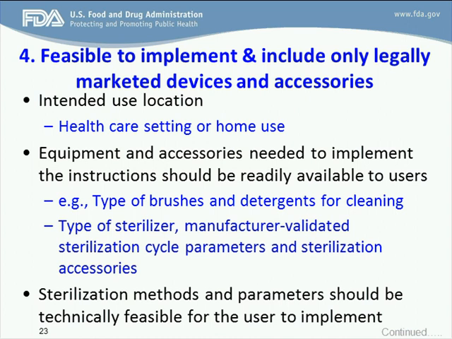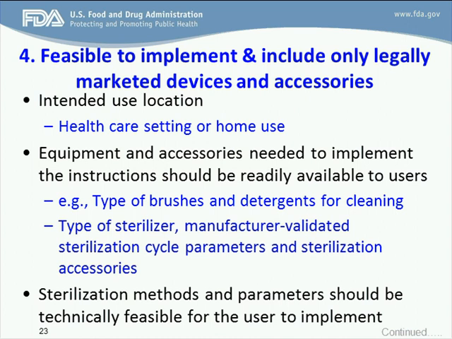Also, the type of sterilizer with manufacturer-validated sterilization cycle parameters and accessories should be available to the users. For example, sterilization instructions should not recommend radiation sterilization for reusable devices because radiation sterilization generally is only used in manufacturing facilities. Steam sterilization is the most common method of sterilization used in healthcare facilities. Ethylene oxide, hydrogen peroxide, ozone, and liquid chemical sterilization processes are also available in some healthcare facilities.